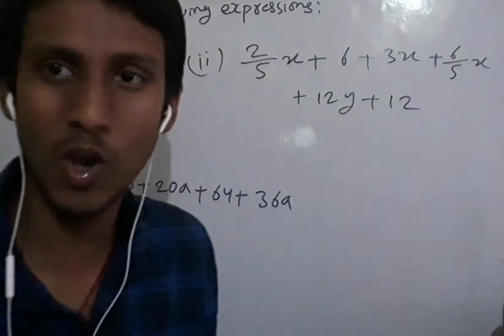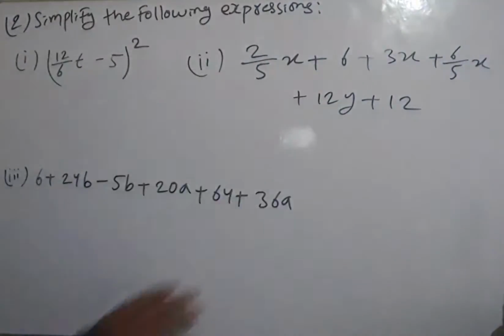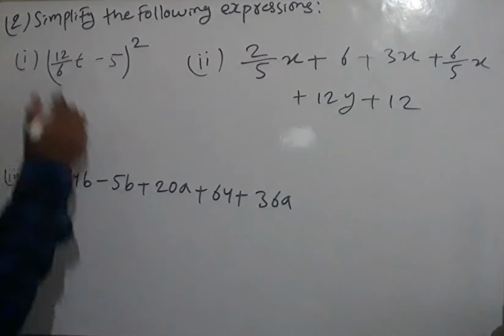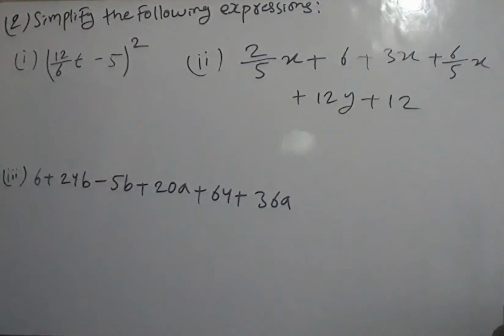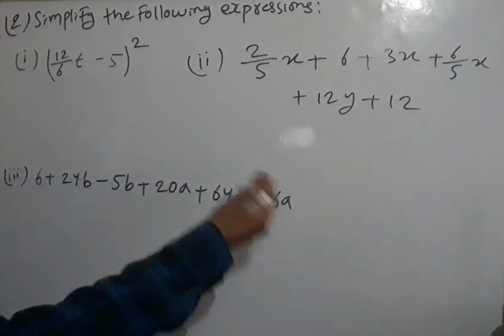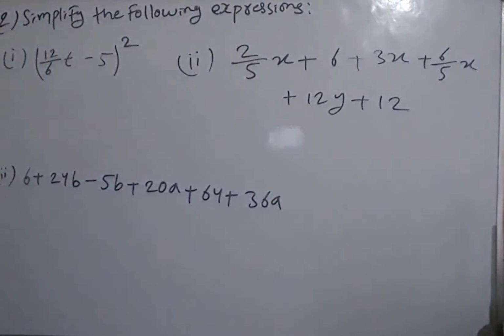Now you have the next kind of problem, and this is a much simpler problem than the previous one. Here we just have to simplify the expressions. So first of all, what does simplify mean? It doesn't mean finding the value of any variable, because we can't do that. This is not equal to anything. In order to solve for any variable, you need to have the expression equal to something else.